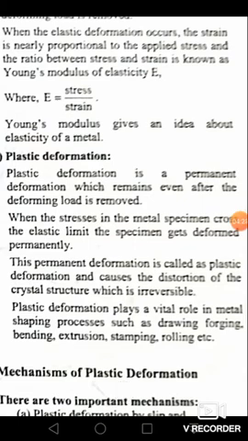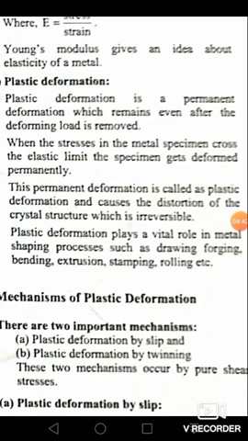That means whatever deformation is experienced by the material is retained. So in elastic deformation, the deformation is regained, and in plastic deformation, the deformation is retained. These two are the key terms. When the stress in the metal specimen crosses the elastic limit, the specimen gets deformed permanently.